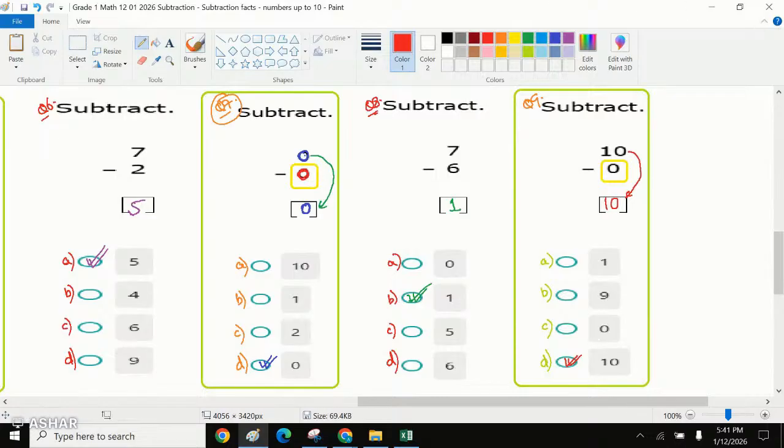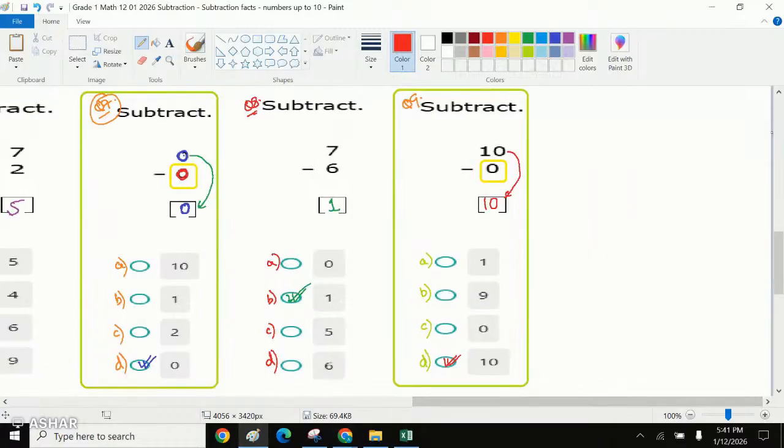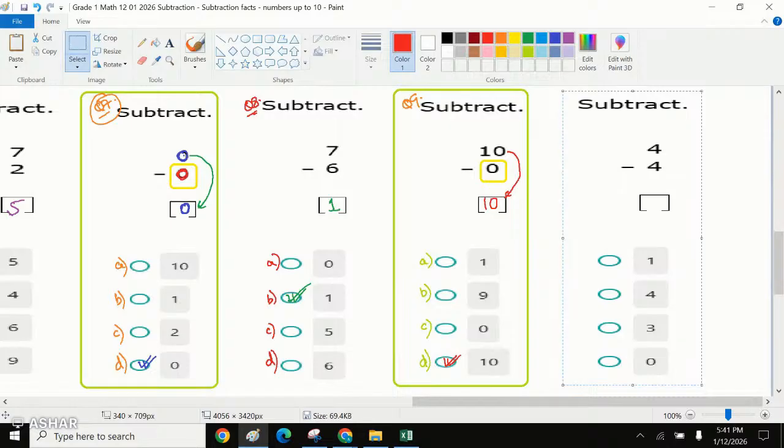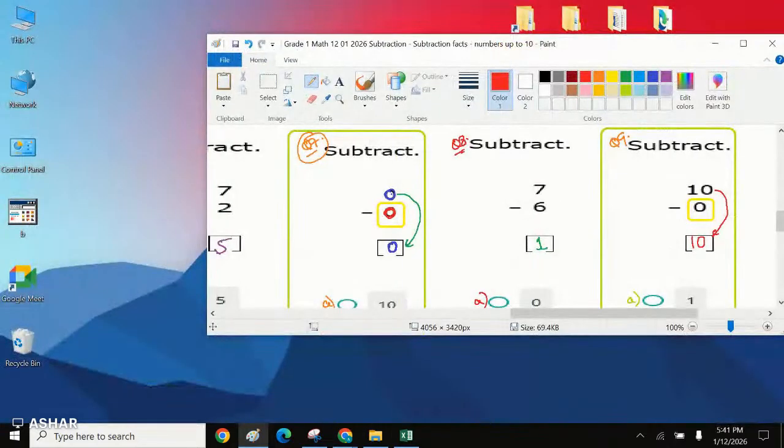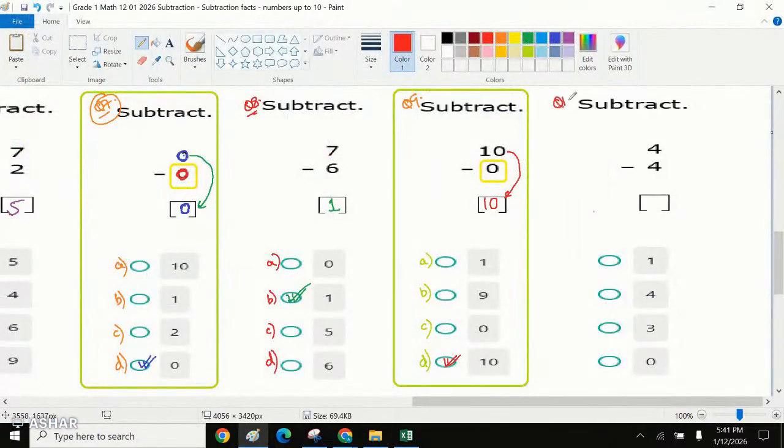Okay, let's try one more. Option number D. The next question says, very easy. What is 4 minus 4? I'll just copy it over here. What is 4 minus 4? And these are the options given to us. Question number 10. A, B, C, and D.